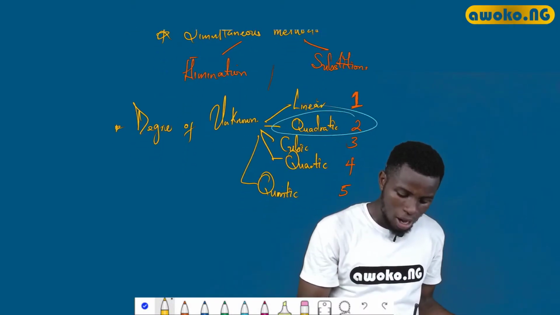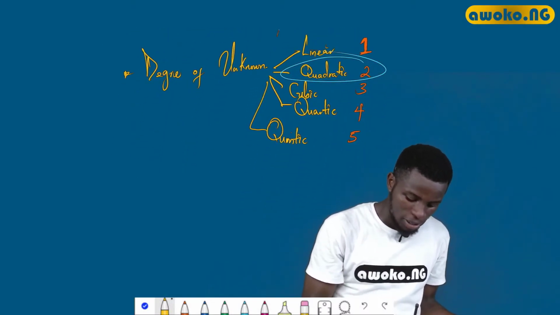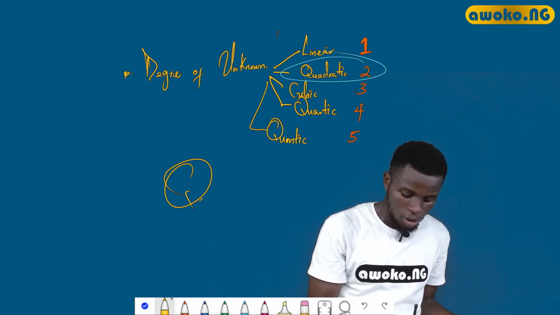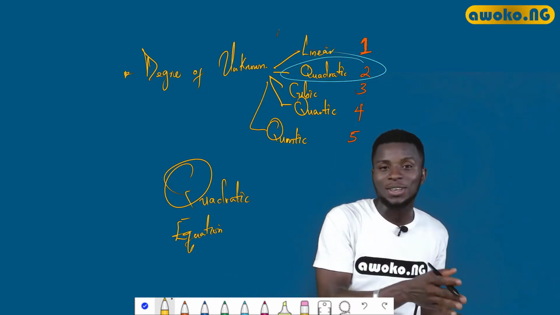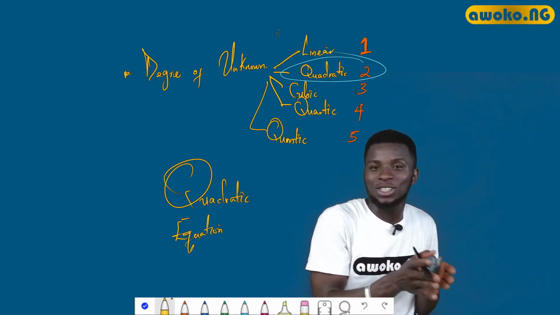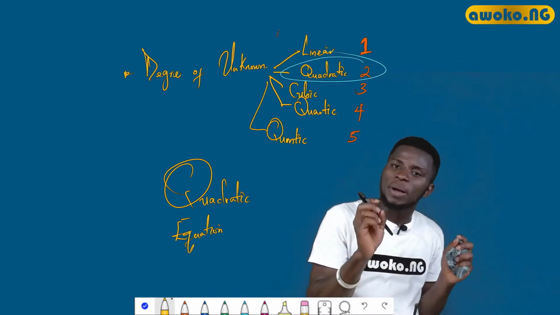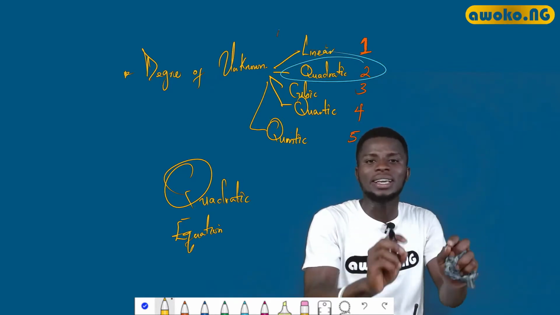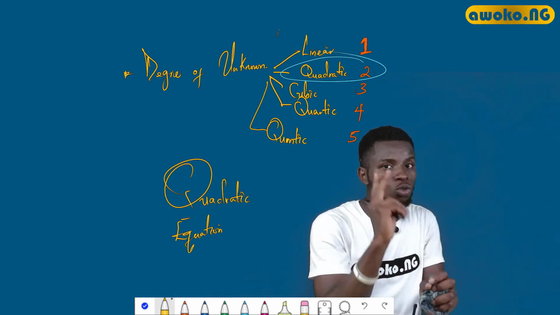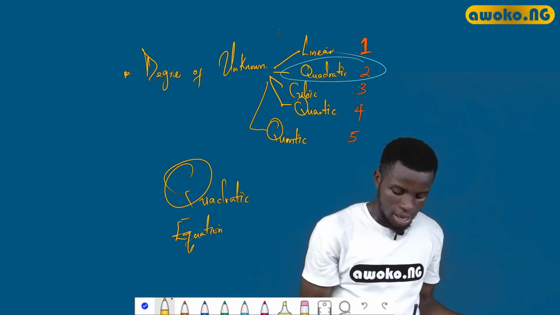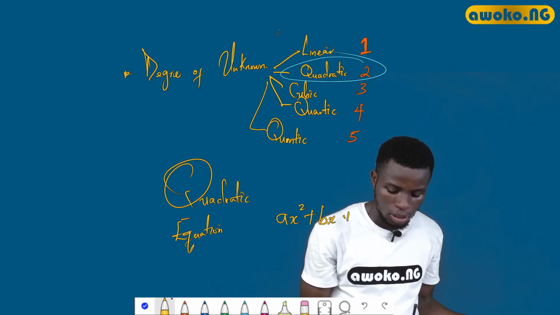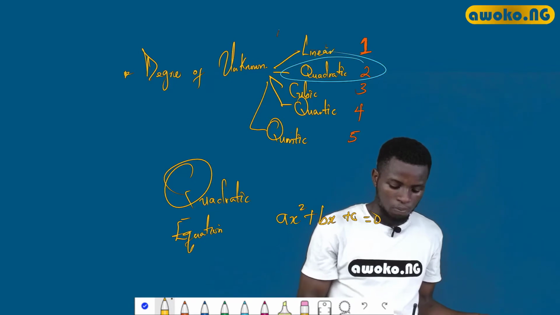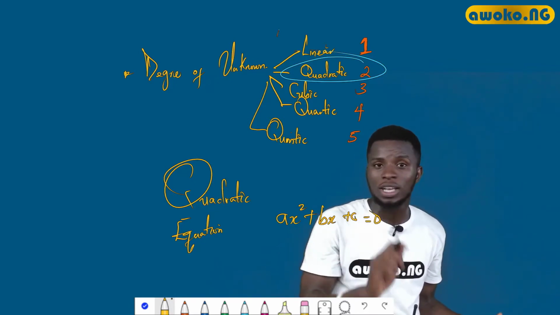So let us talk about the quadratic equations. Now, a quadratic equation, just like I discussed earlier, is that particular equation in which the highest independent variable power is 2. For instance, ax squared plus bx plus c equals 0. This is an example of a quadratic equation.